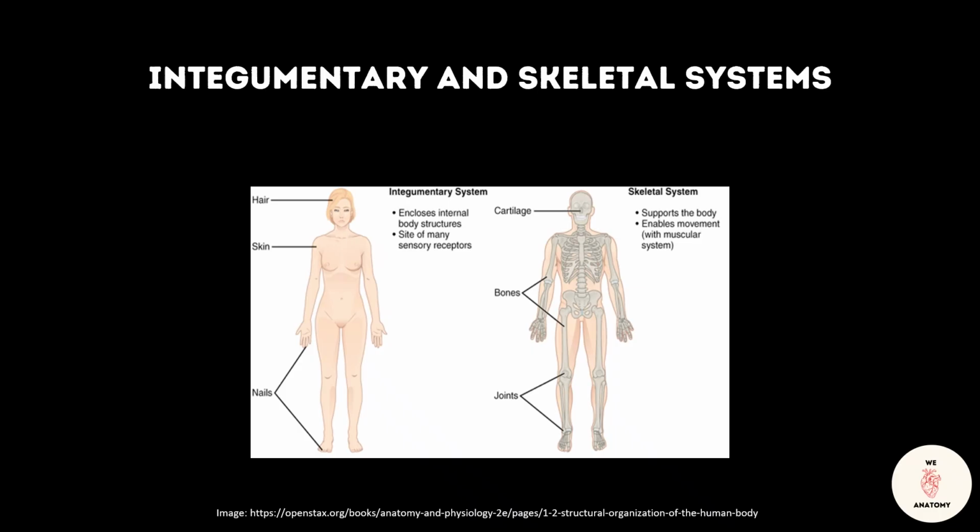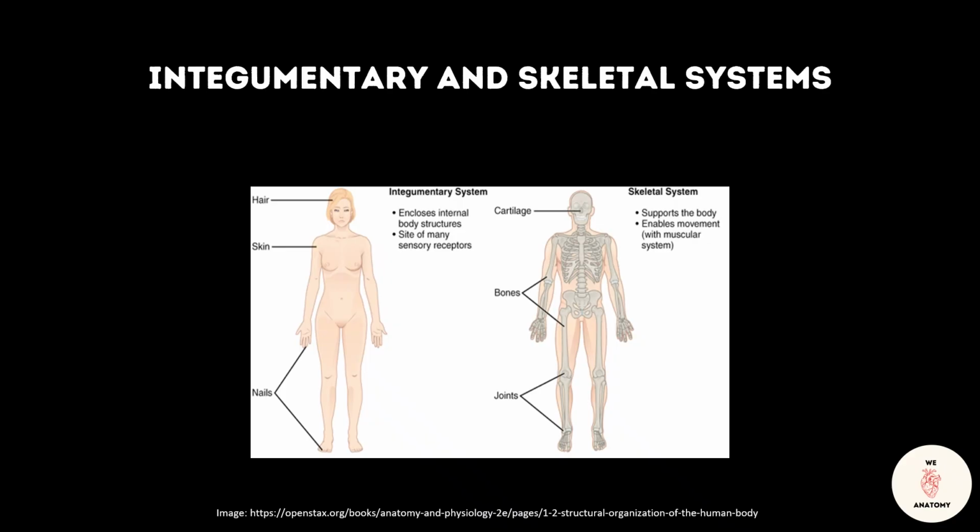Now that we've seen how each level of organization is created, let's review the major organ systems of the body. On the left, you can see an image of the integumentary system. This system is comprised of the skin, which is the largest organ in the body, as well as the hair, nails, exocrine glands, and sensory structures.